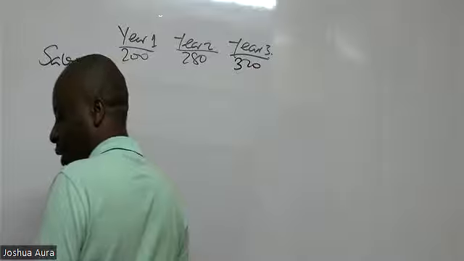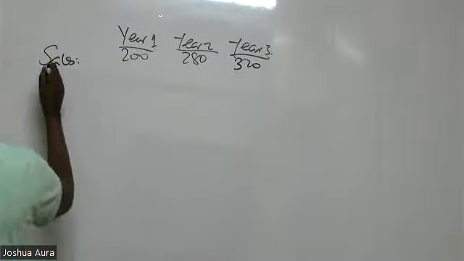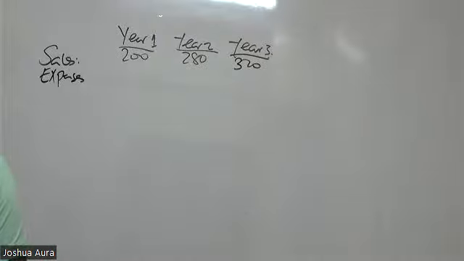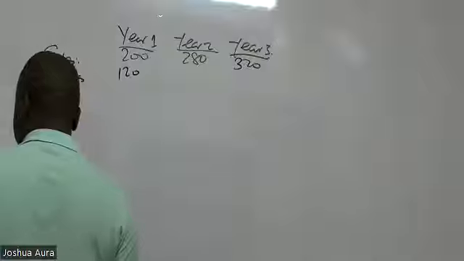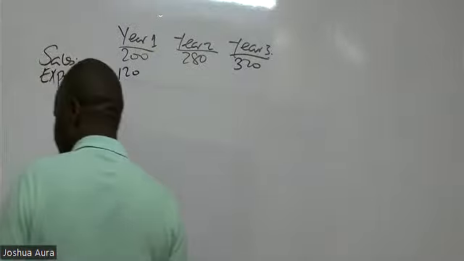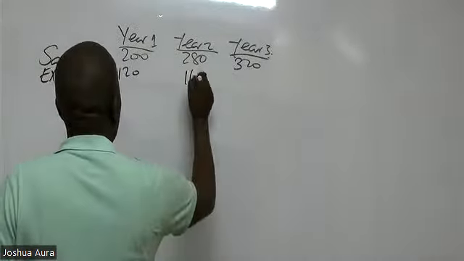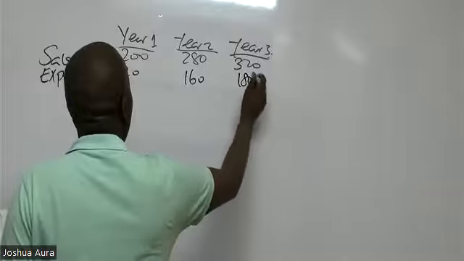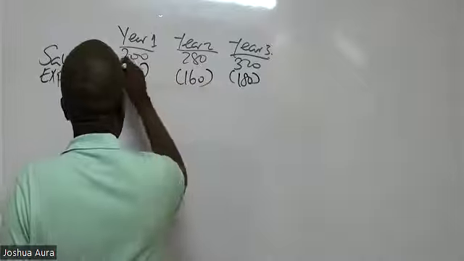From there, I can see expenses C. Expenses C, I can see 120, I can see 160, I can see 180. My figures are in millions. Expenses C are to be deducted like that.